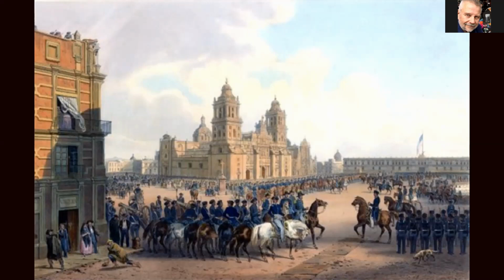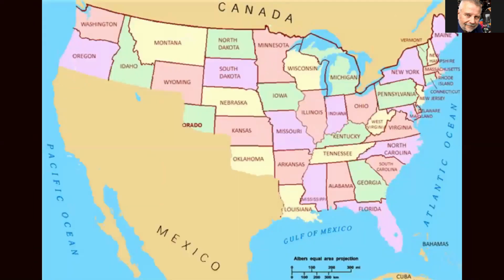through Mexico City. September 14th, 1847, the American Army, which is commanded at that point by General Winfield Scott, and General Winfield Scott will still be in command of the U.S. Army when the Civil War breaks out. This war, once it's over, the Mexicans are going to pay a huge price.